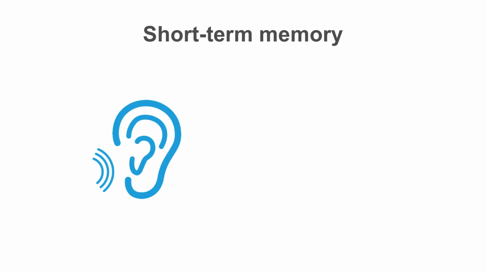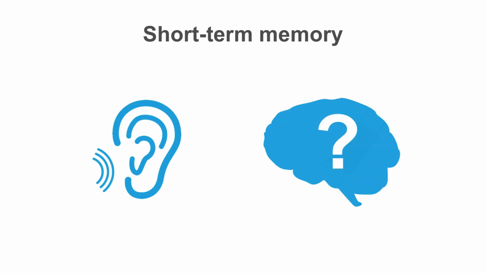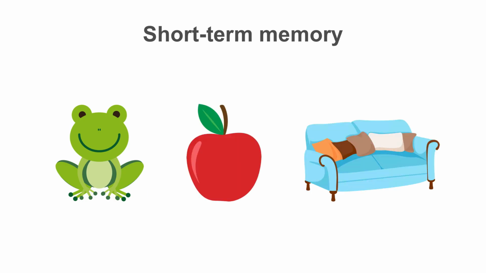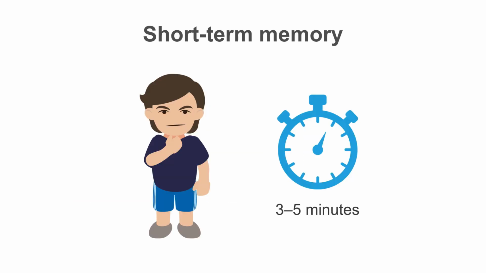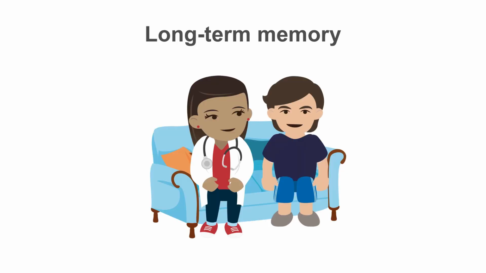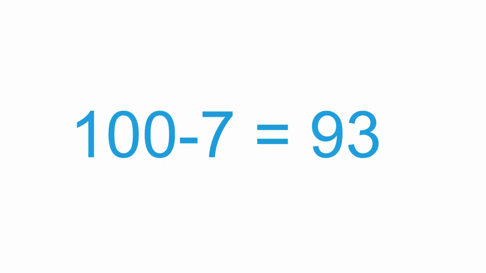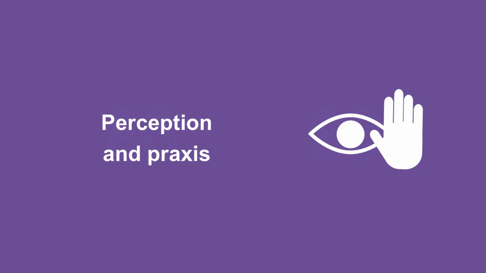Registration and recall are tested by asking the patient to repeat several items and commit them to memory. Typically, the patient is asked to recall them 3 to 5 minutes later. Long-term memory can be tested during your conversation. Let's test calculation. Subtraction of serial sevens is a good way to test calculation. What about praxis and perception?